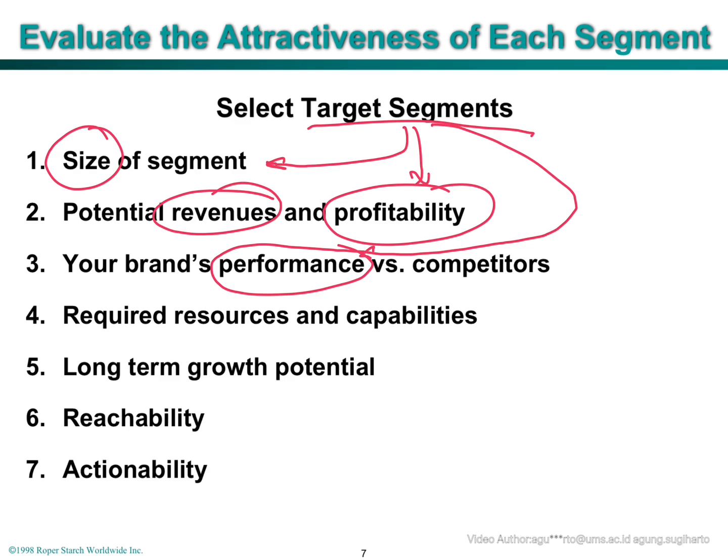versus the competitor, and then the resources and capabilities required to serve the segment, and the growth potential in the long term, and visibility and actionability. This is for the realization of the segment. Those are the seven parameters to evaluate the attractiveness of a segment.